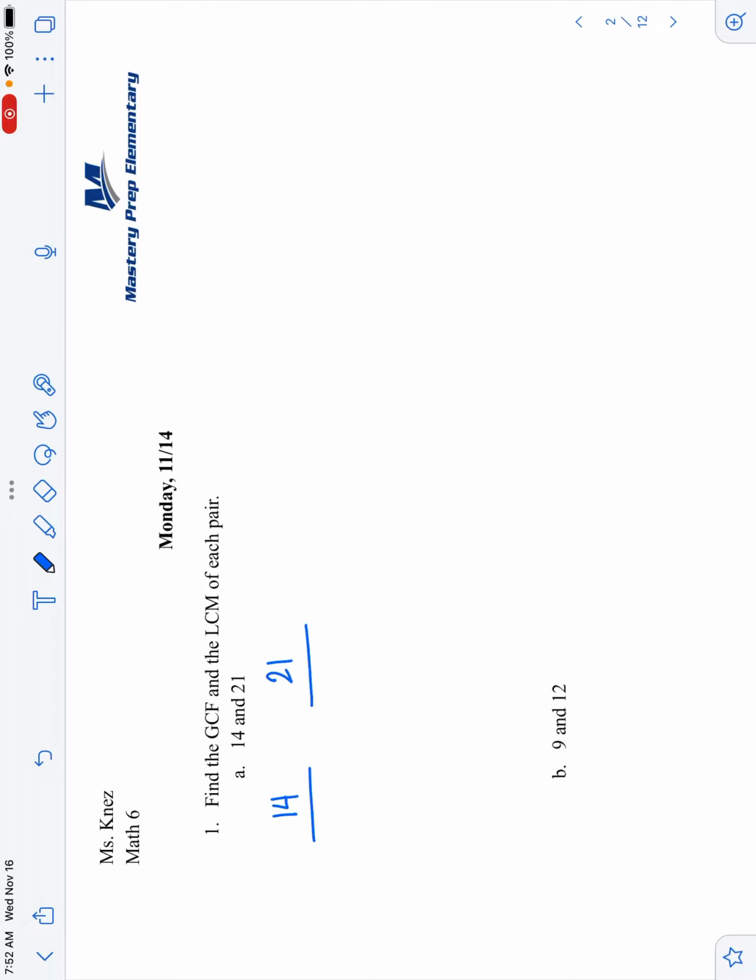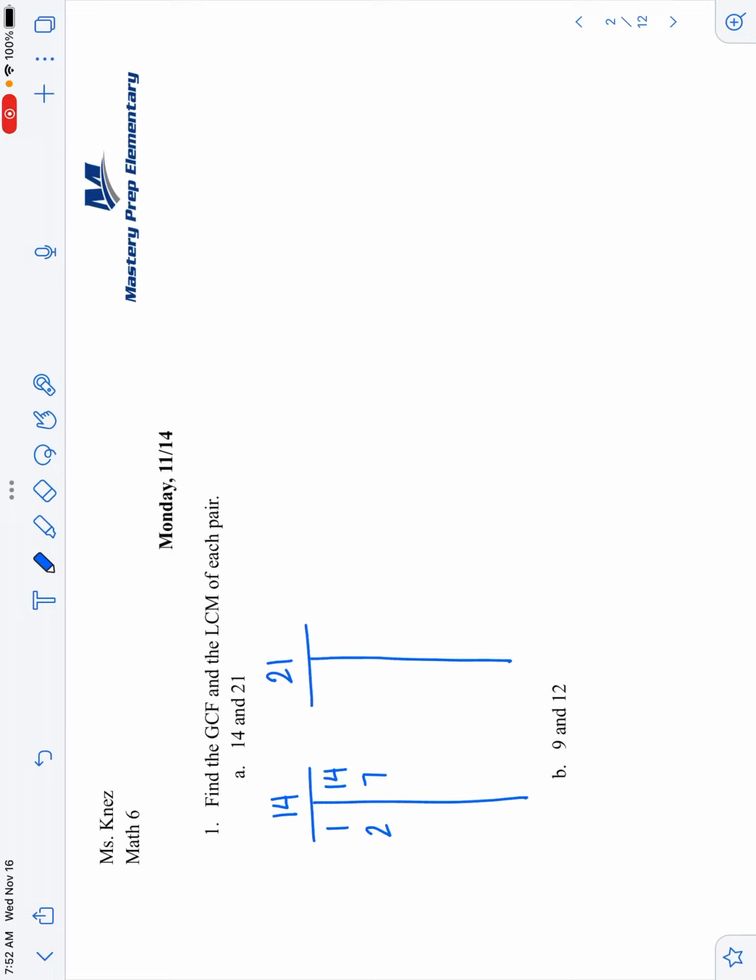those two numbers. I often find it easiest to put this in a table to make sure I don't miss anything. I know that 1 times 14 is 14. 2 times 7 is 14. And those are actually the only whole numbers that we can multiply for a product of 14.